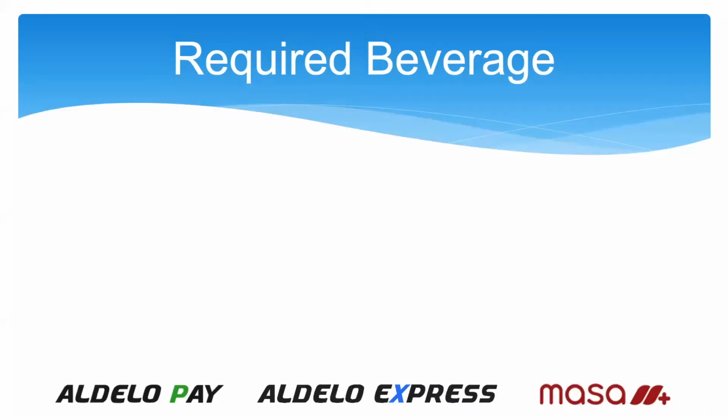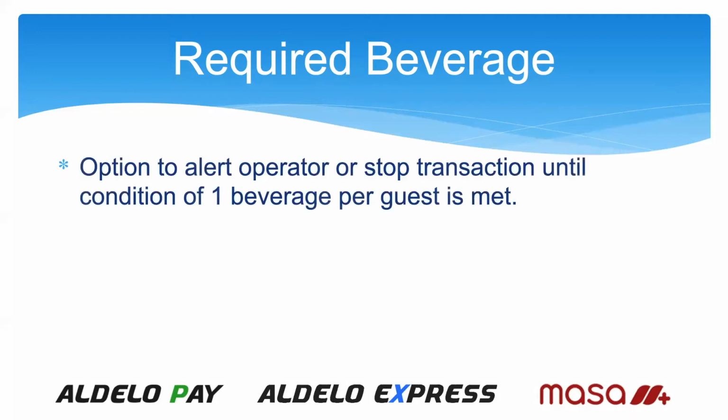Next up is a feature you've heard me talk about, but we've never really dove into it like we are about to now. It's something I call required beverage, and we'll show you how to set it up and how this works. You have the choice to either alert the operator or totally stop the transaction until you have a condition met of 1 beverage per guest.